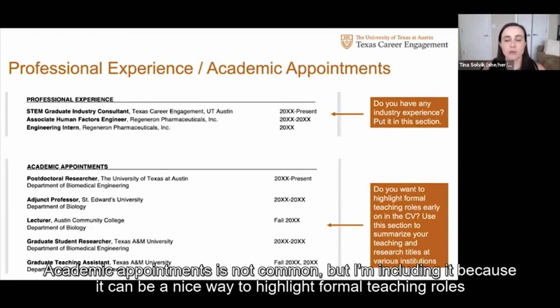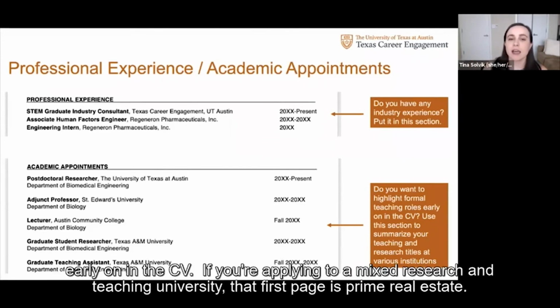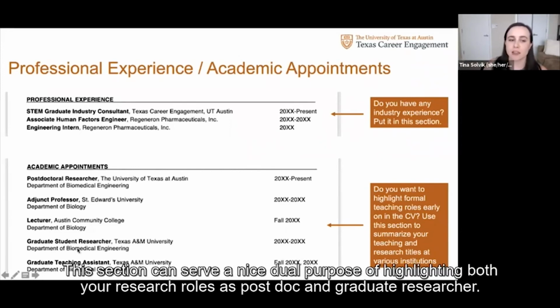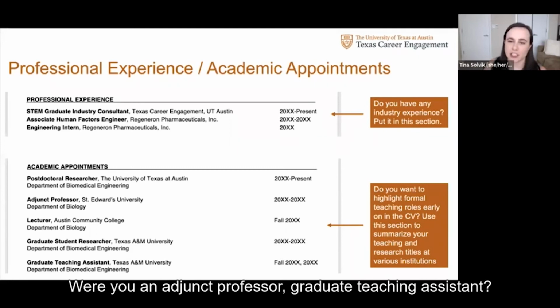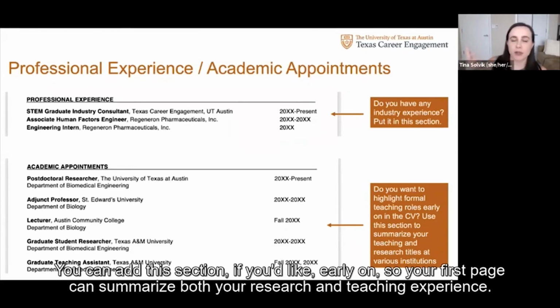So if you're applying to a mixed research and teaching university, that first page is prime real estate. So this section can serve a nice dual purpose of highlighting both your research roles as a postdoc and a graduate student researcher, but also your teaching roles in academia. So were you an adjunct professor? Were you a guest lecturer? Were you a graduate teaching assistant? And so this can be a section you can add if you'd like early on so that your first page can summarize both your research and teaching experience.